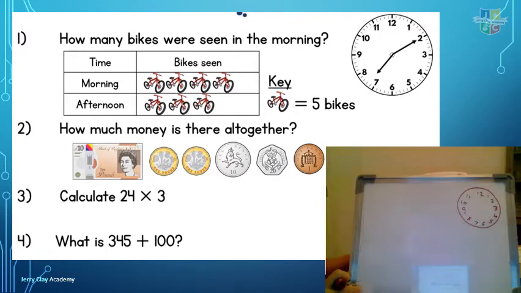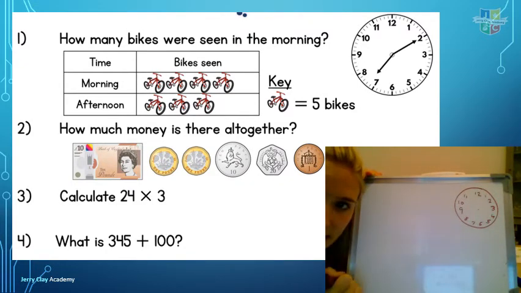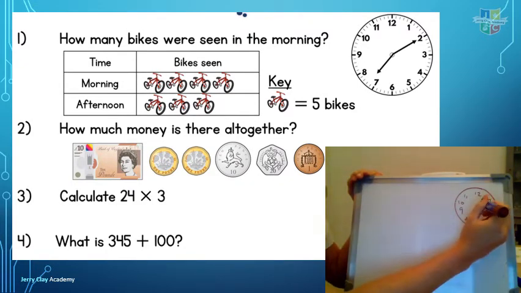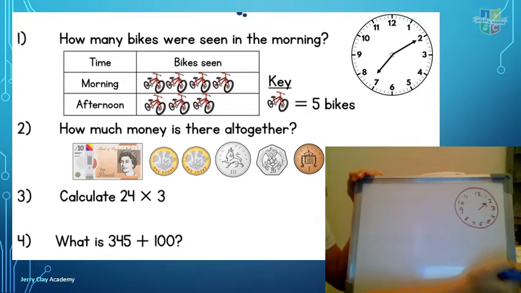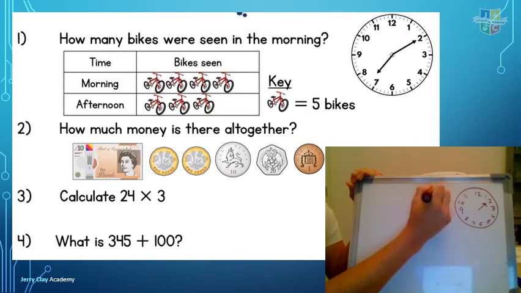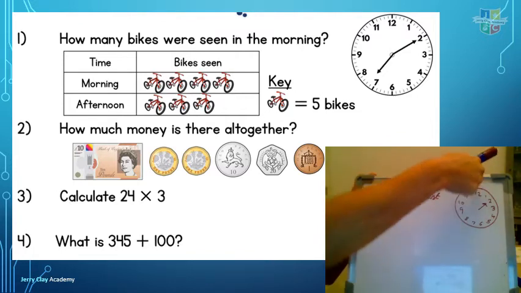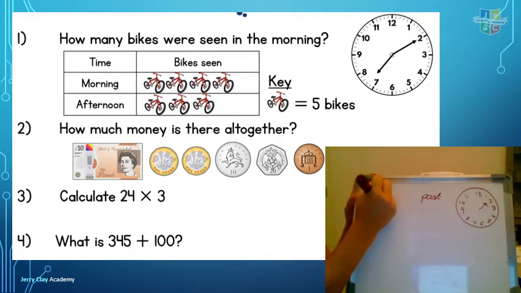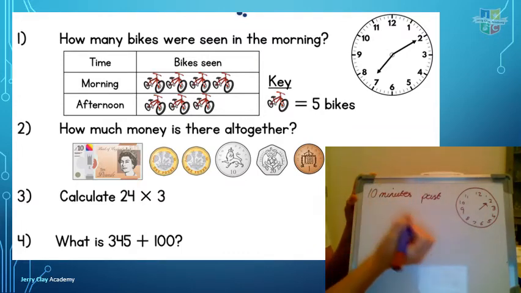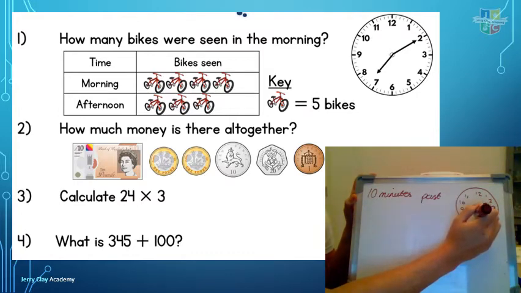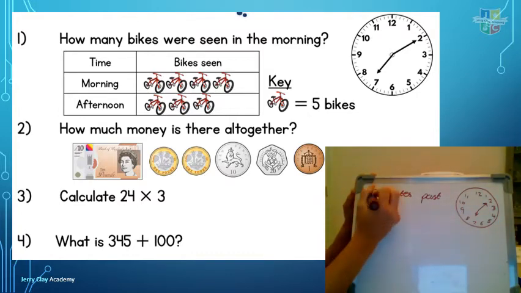Okay, so if we're looking at the first one, we want to look at the minute hand. The minute hand is pointing to the 2. If we know that it's on the right hand side, we know that it is past. So we want to count how many minutes passed. If we start from the 12, we can count up in 5s because this is on the 2. We can go 5, 10, so it's 10 minutes past. And then the hour hand is gone past the 7 and is on the way to the 8, so it would say it's 10 minutes past 8.